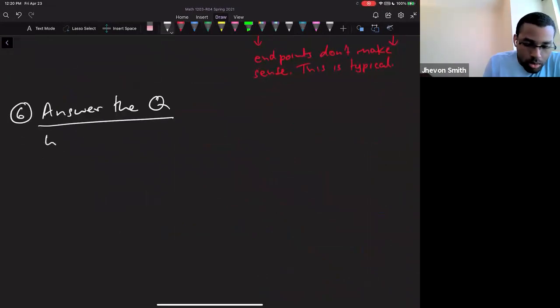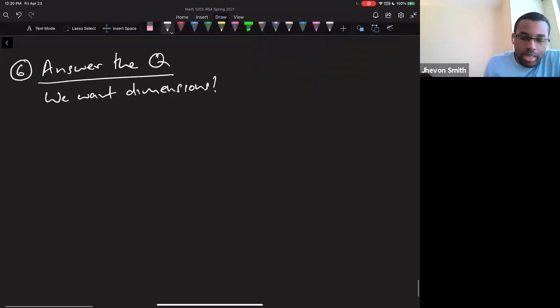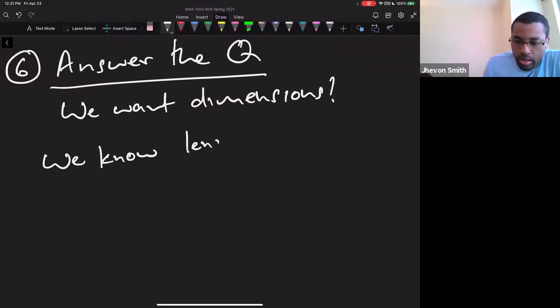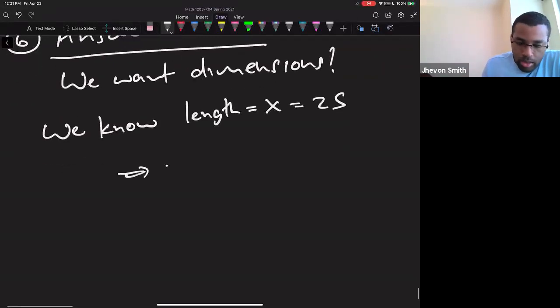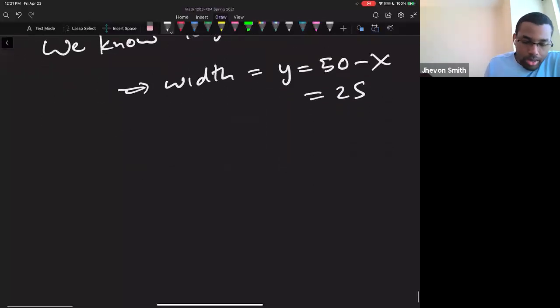So what we want is the dimensions. And so that means you need length and width, right? So we know the length equals x equals 25. So this means that the width equals y equals 50 minus x, which is also 25. So then you can finally answer the question, what are the dimensions?